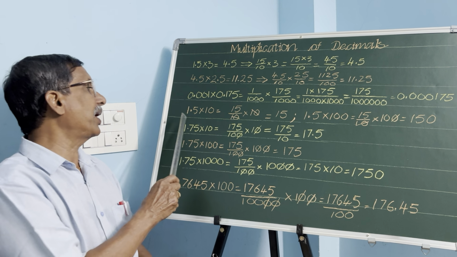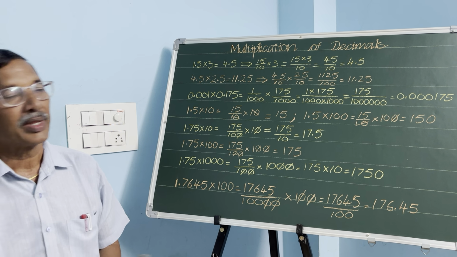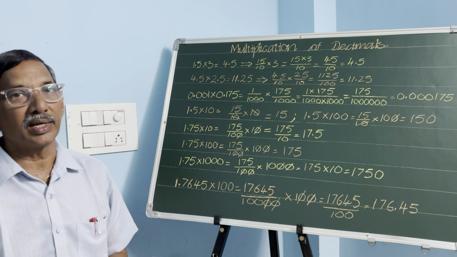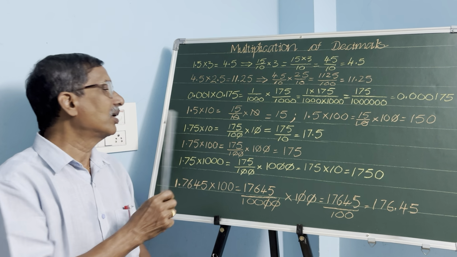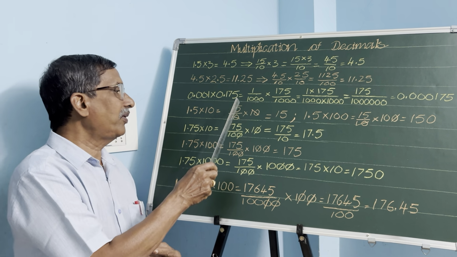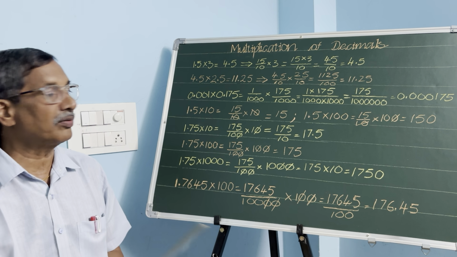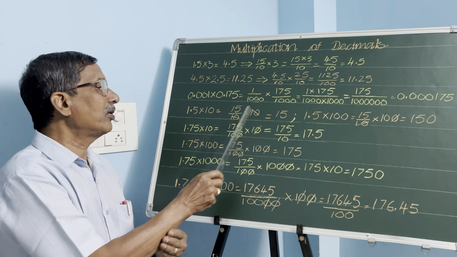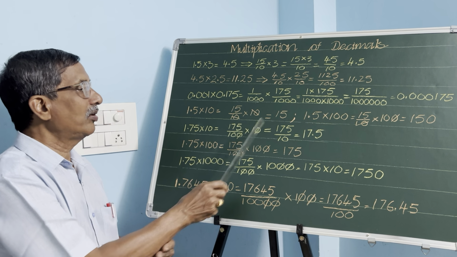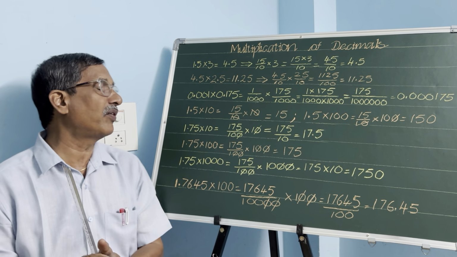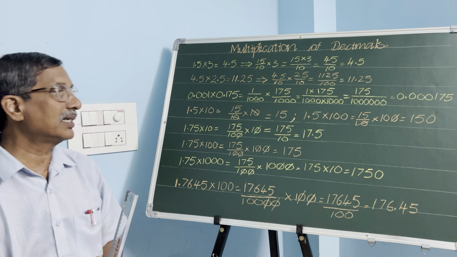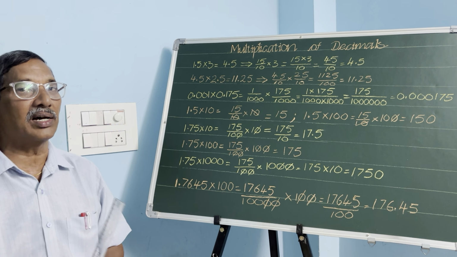See here, 1.5 into 10. We know that 1.5 can also be written as 15 on 10. 15 on 10 into 10. You can cancel 10 and 10. You will get 15. So 1.5 into 10 is the same as 15.